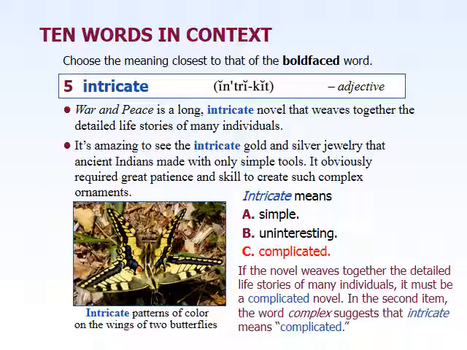So if we look at these examples, War and Peace is a famous novel. I believe it's a Russian novel. I've never read it. It's a very, very long novel, maybe over 1,000 pages long. But we say that it's intricate because it has lots of different parts to it. So there's lots of different characters in it. And so when it says the author weaves together, it means that he connected together all of these different stories of different people's lives. But intricate means it's complicated because there's a lot of detail to it.